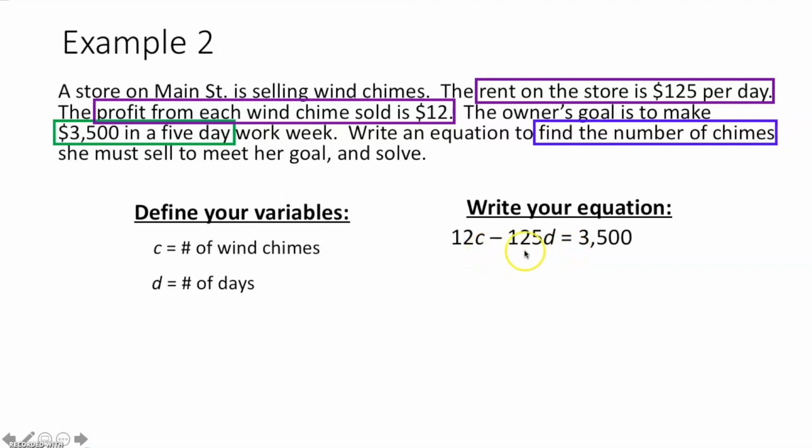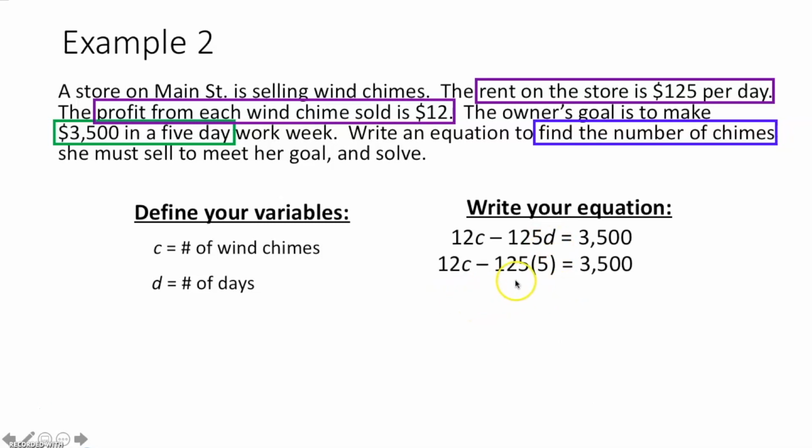Well, we have two variables now. I don't like that. Is there any way I can get rid of one of these variables? Is there any information I can plug in for one of these variables? I don't have the number of chimes, but I make $3,500 in a 5-day work week. So the number of days then would be 5. Now I can simplify, move, solve.